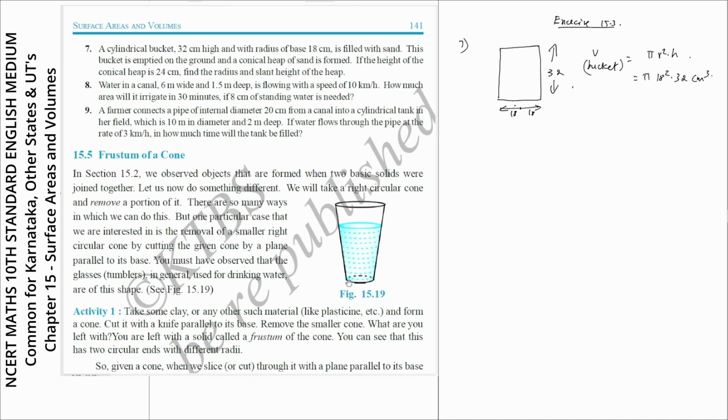And now what they have done, this bucket is emptied on the ground and a conical heap of sand is formed. So this is filled with sand. When the bucket is inverted, a conical heap of sand is formed. Okay, and the height of the conical heap is 24 centimeter.